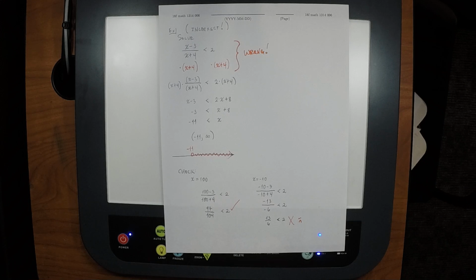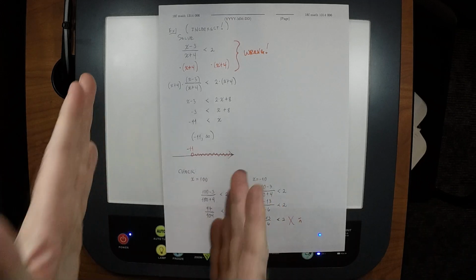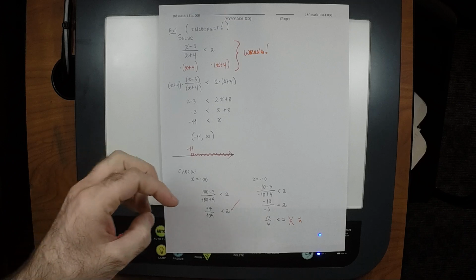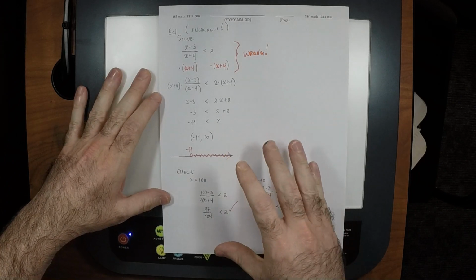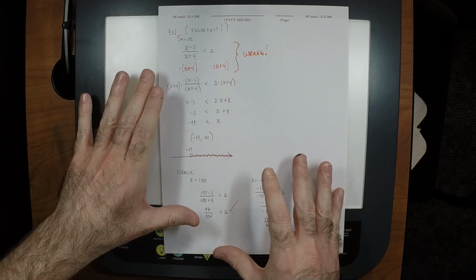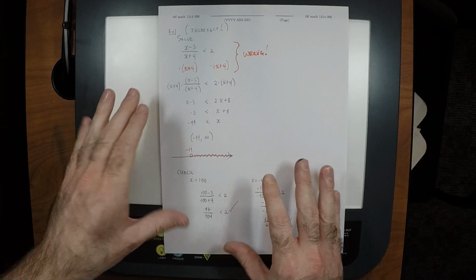So would you have two inequalities then? So now I'm going to show you how to do it properly. But do you see that there's something going bad here? All right, so this just won't work.